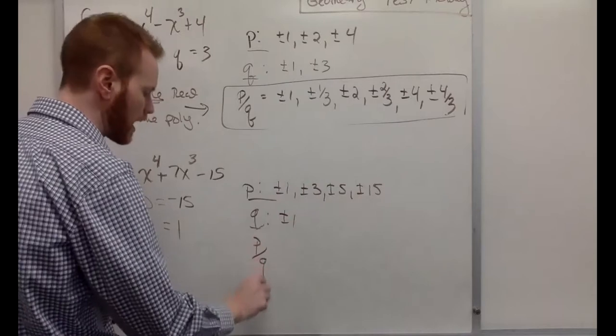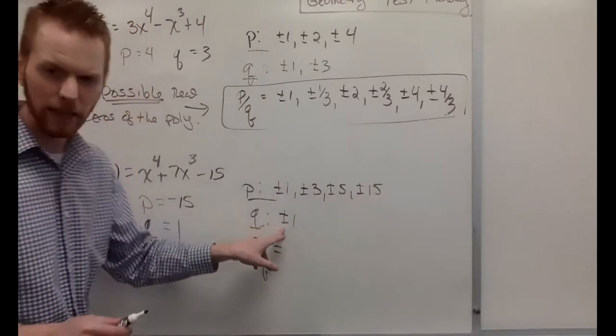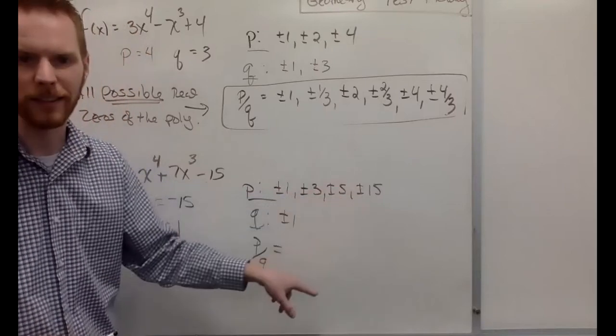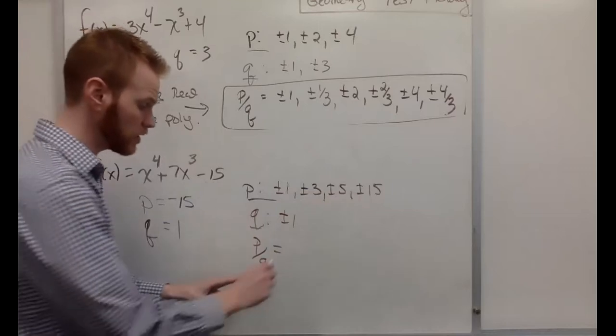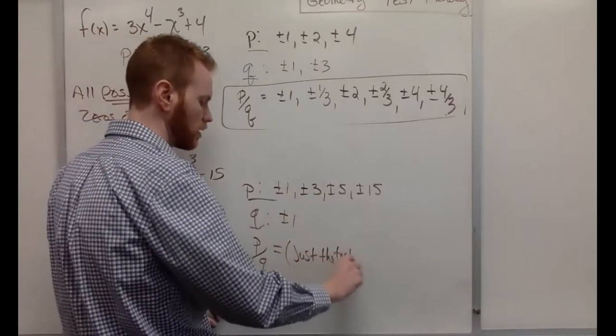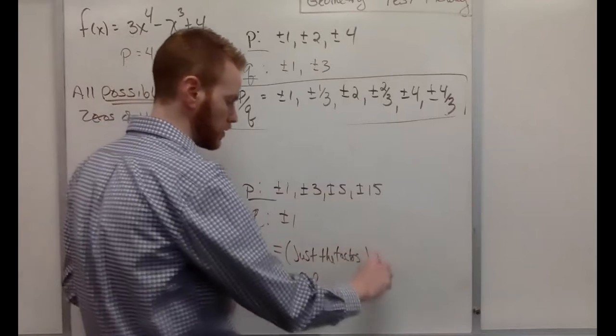Now we write them as a fraction, every combination that we can come up with. Now here's the good news. If this is 1, every one of these I can write over 1. So really, this is just the factors of p. So that's just this guy.